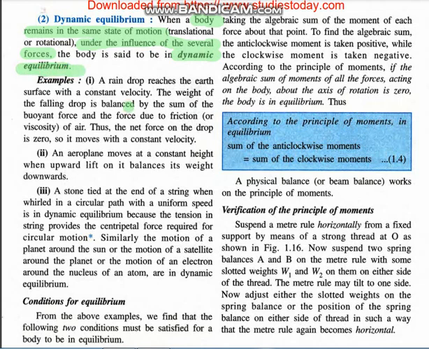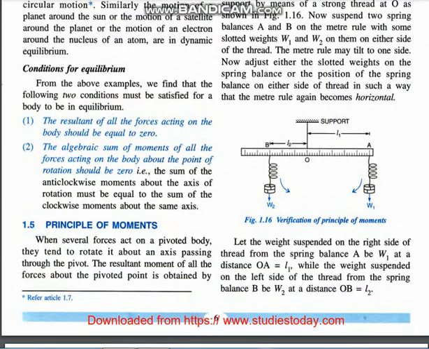Okay, so I hope you understood. Then we'll go a little bit down. We have conditions of equilibrium.